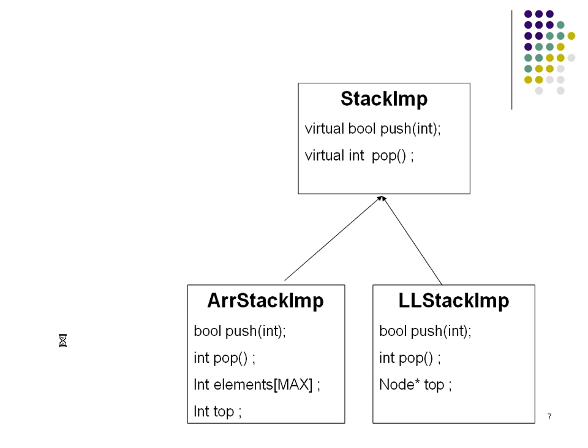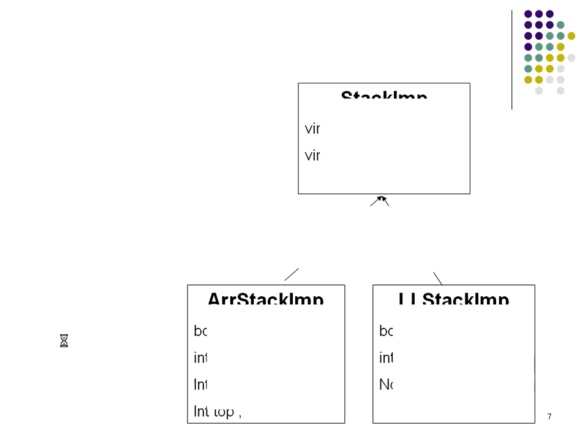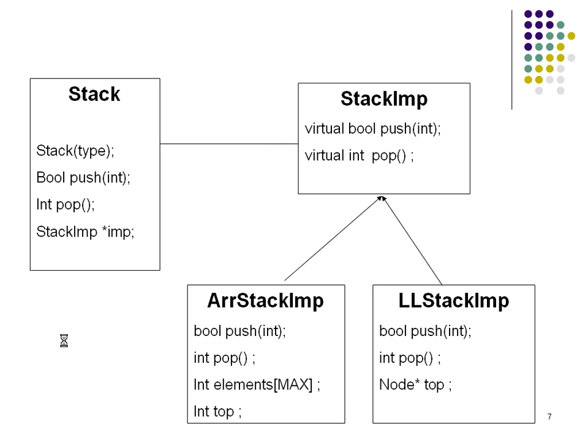In addition to these three classes, we are going to introduce one more class called stack. The class stack, on the left side, has the methods push and pop. It has a constructor which takes the type of the stack which needs to be created. And the last element of the class is a pointer to the stackImp object. So the idea here is that the class stack specifies the interface to the client, and the stackImp implements it.